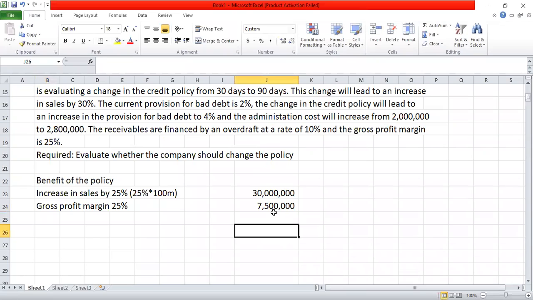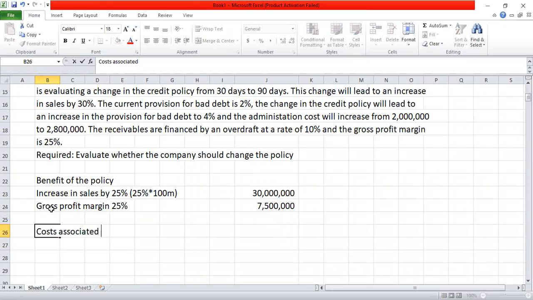That is the gross profit that is related to the sales. Now, what are the costs associated with the policy? What's going to be the cost? This is 30, sorry. This is 30. The margin increase is 30. What is changing is the gross profit margin.